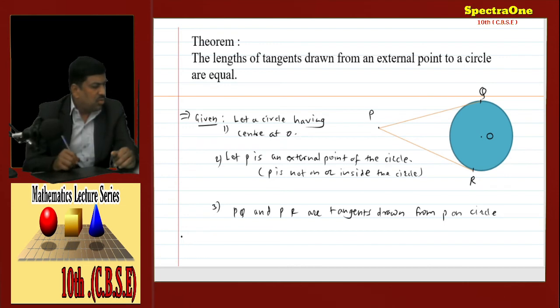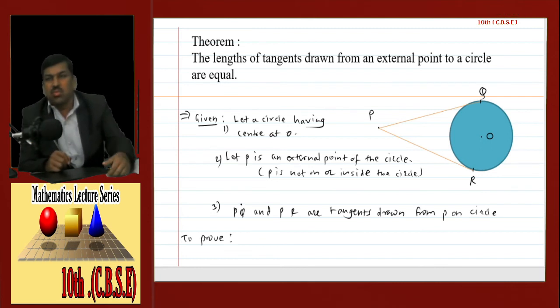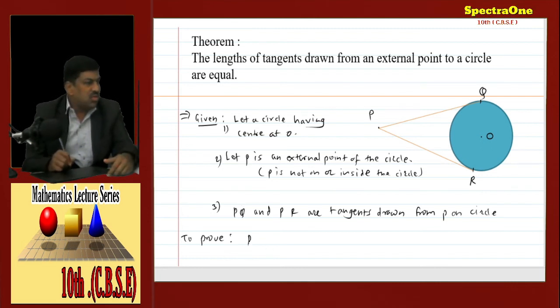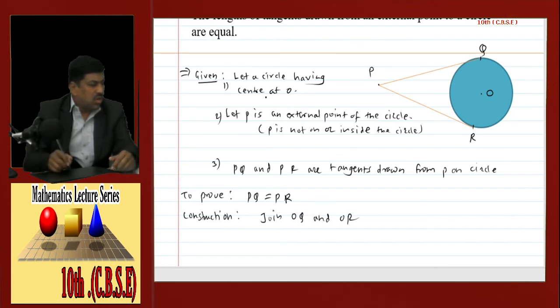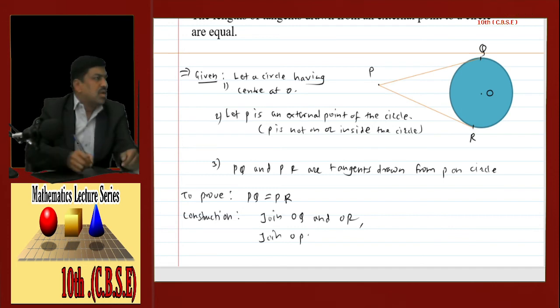Now what do I have to prove? We have to prove that tangents drawn from the external point to a circle are equal. That means we have to prove that PQ is equal to PR. So let us make some construction. Suppose we join OQ and OR, and also join OP.